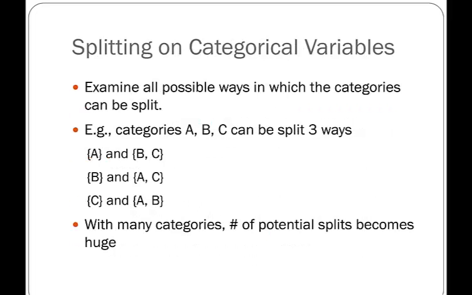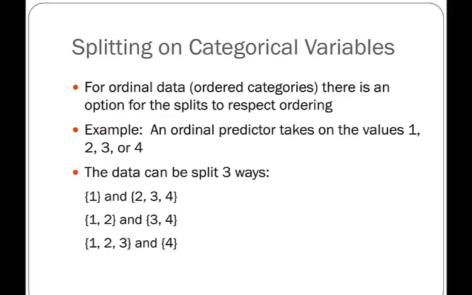So imagine you had a variable that had 3 different categories, A, B, and C. You could say how many ways can we split those into 2, and you can write those down: A by itself, B and C together, B by itself, A and C together, and so forth. And in this example where there's only 3 categories, it's not too difficult to write down, but when you have a large number of categories, this can be potentially a very large number of splits.